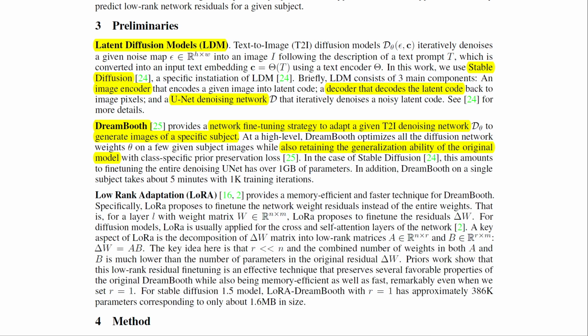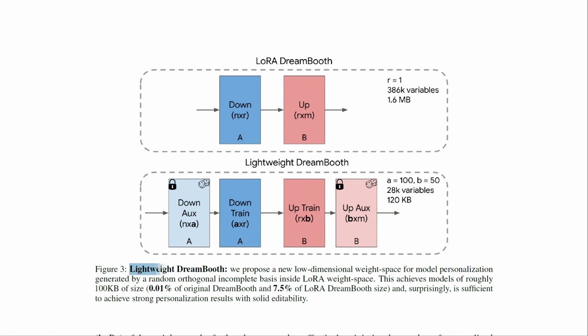To make the process more memory efficient and faster, LoRA comes into play. Instead of fine-tuning the entire network weights, LoRA proposes to fine-tune the network weight residuals with a small number of weights, leading to remarkably improved performance even with a low rank of R equals 1. HyperDreamBooth also introduces LiDB, a personalized text-to-image model with a compact customized part of approximately 100 kilobytes.